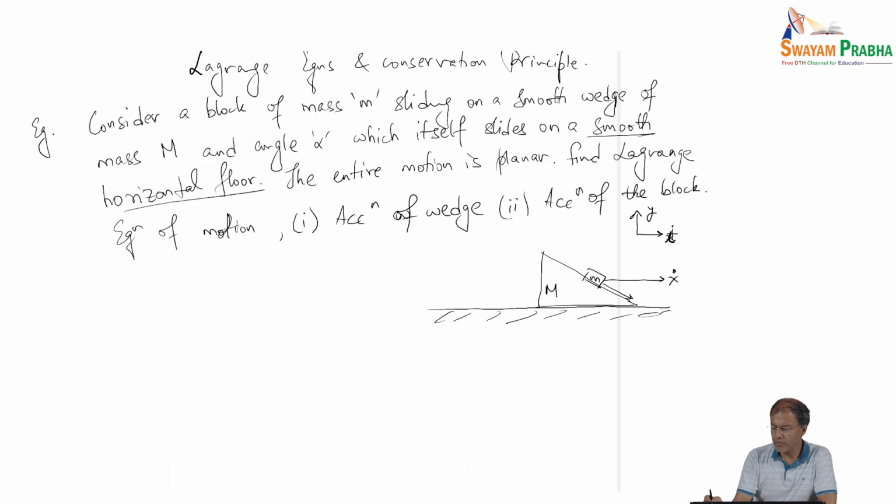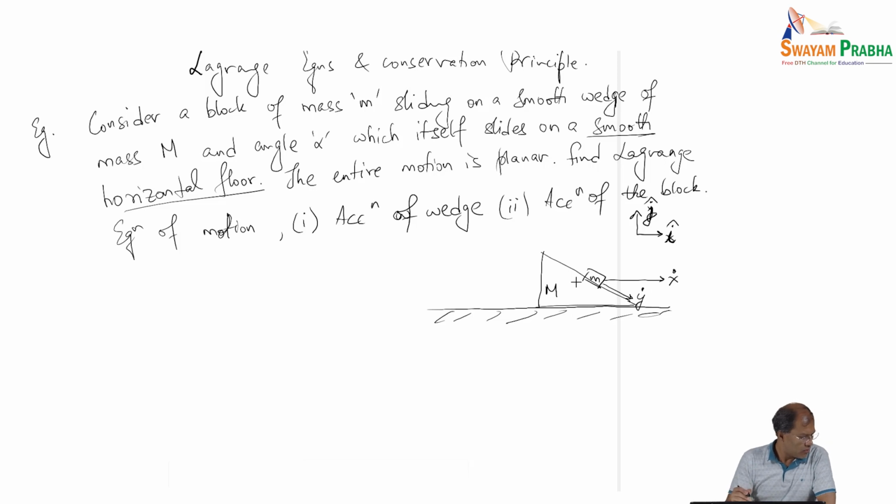Let us not confuse our axis with x and y. X and y are the variables. So let me denote the axis unit vectors as i and j. The velocity of the wedge is x dot, and the velocity of the block on the wedge is, let us say, y dot, which is along the wedge.